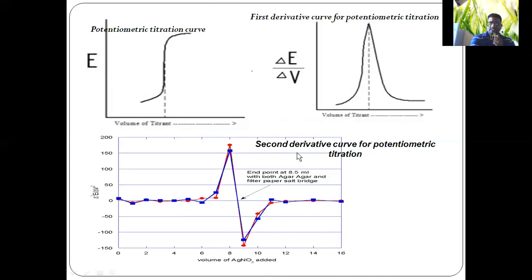Then moreover here, second derivative curve for potentiometric titration. So you are going to take del square E by delta V square on y-axis and the volume of titrant added on x-axis. You get a curve like this. So this indicates the end point or equivalence point of the titration.